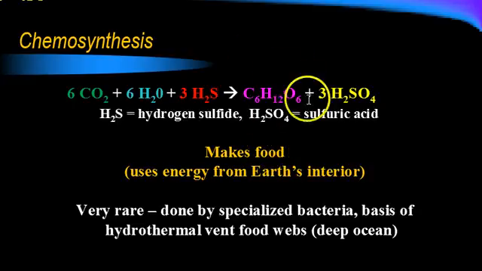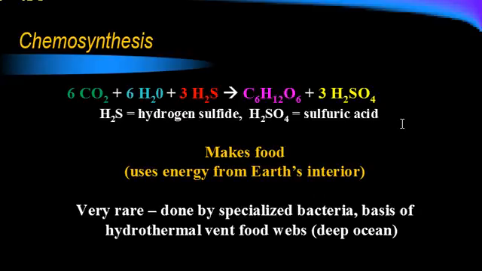This is glucose, which is a specific type of sugar. And they also form sulfuric acid, H2SO4, as a byproduct. So any place that chemosynthesis is taking place, it's going to be a really acidic environment. And it's really pretty incredible that so many things are actually able to survive in these areas. Now, this is not a common process.